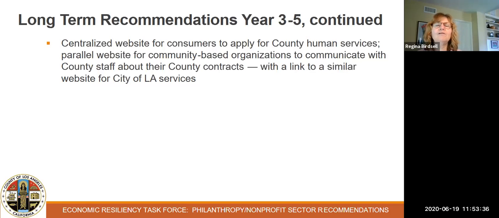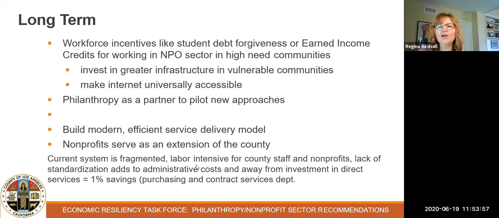So, you know, in our wish list, we also thought it would be great if the county could have a more centralized website to help consumers apply for county human services, that community-based organizations could communicate, and that staff could link their contracts. So we know all of this is a big, hairy wish, but we thought it was worth a try. So long term, we thought we would also ask them to consider things that might help our sector, because ultimately our assignment was what would help the nonprofit sector be more sustainable and effective.